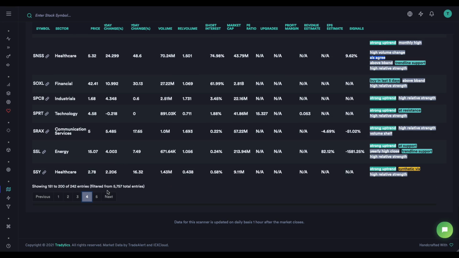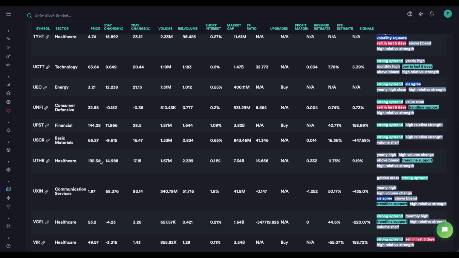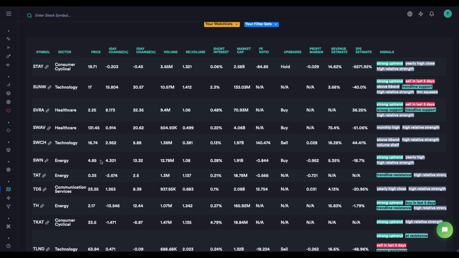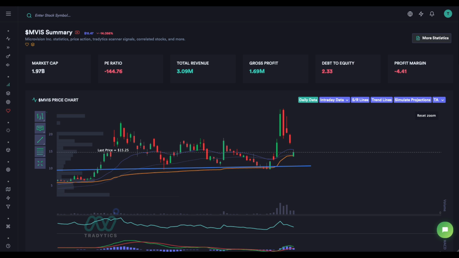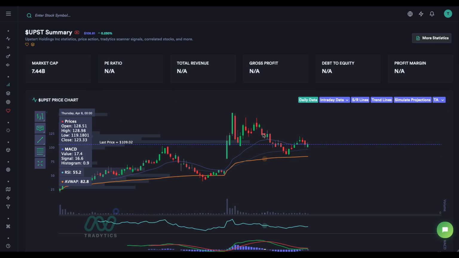I'm still not finding a really well-known name. So let's see if we have anything here. I saw UPST, so let's look at UPST. Probably this has high relative strength because of how it had behaved in the last few months. You can see it went from 25 to 127 to 165. So again, these had really high relative strength, which is why they were moving so much.